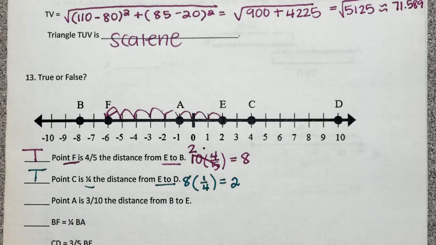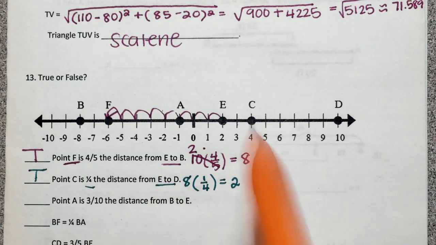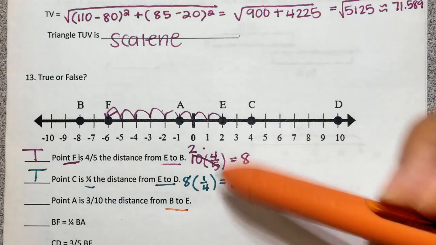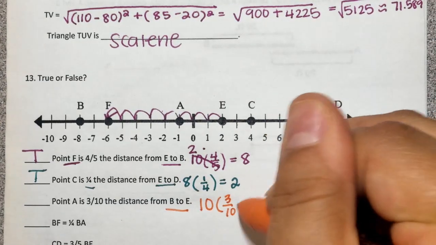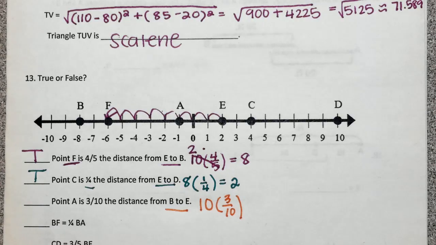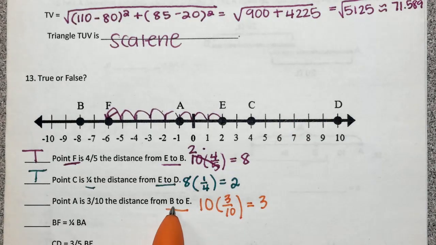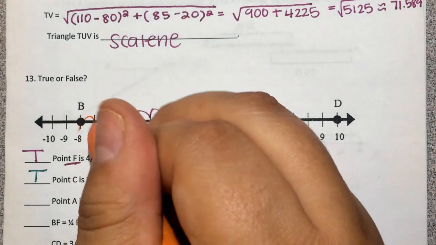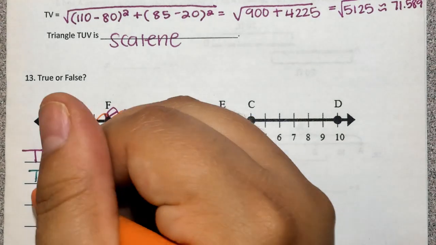Nico, you good? All right, point A is 3/10 from B to E. Well, we already did B to E up here. What did we say B to E was? 10. So if I do 3/10, what is 3/10 times 10? So from B to E, if I start at B and I go 3, do I end up at point A? No, it's false.